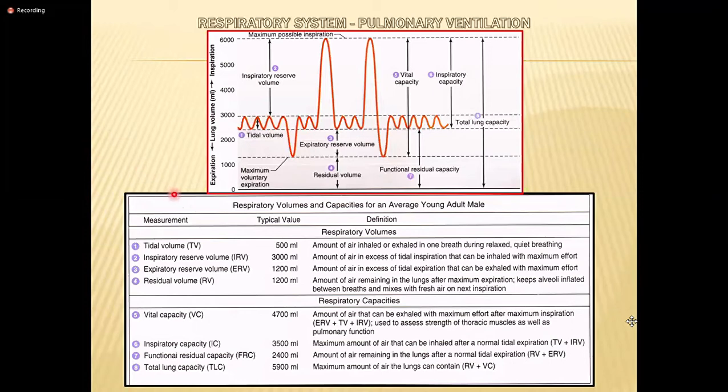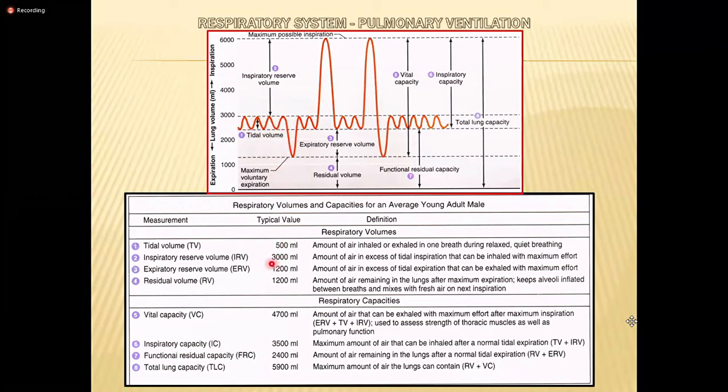The air inside the lungs is measured by volumes and capacities. When you say capacity, the total lung capacity of the lungs is 6 liters. Now, when you say tidal volume, that is the amount of air inhaled or exhaled in one breath during quiet breathing, and that is 500 ml.